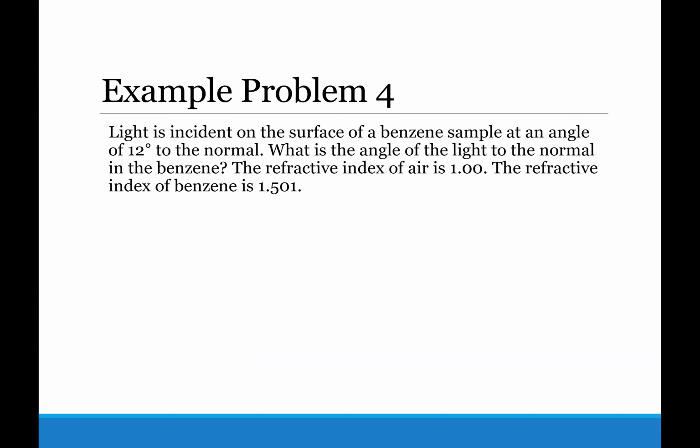Example problem four reads, light is incident on the surface of a benzene sample at an angle of 12 degrees to the normal. What is the angle of light to the normal in the benzene? The refractive index of air is 1.0 and the refractive index of benzene is 1.501.